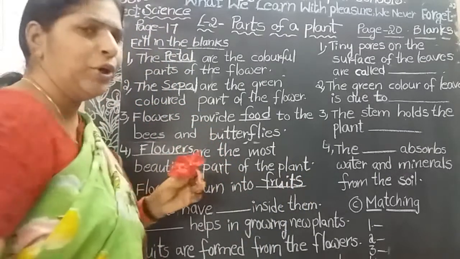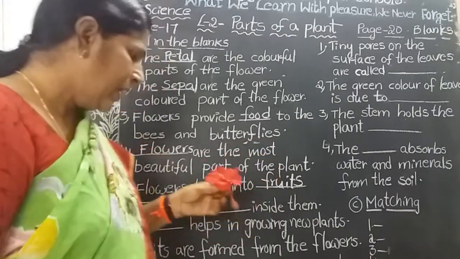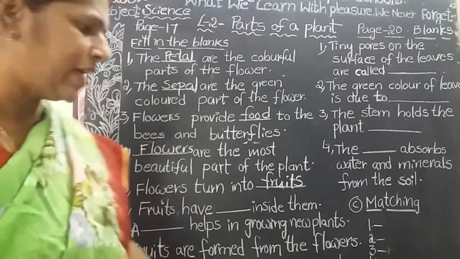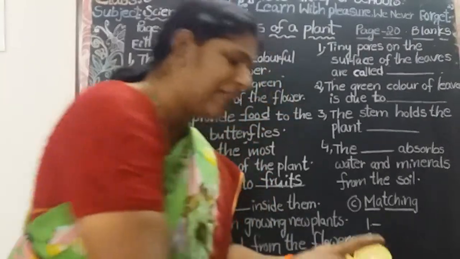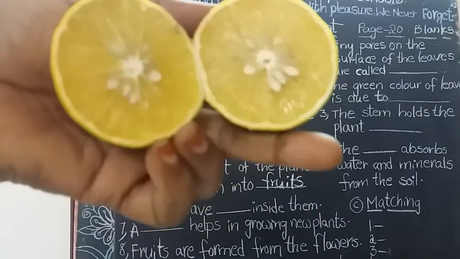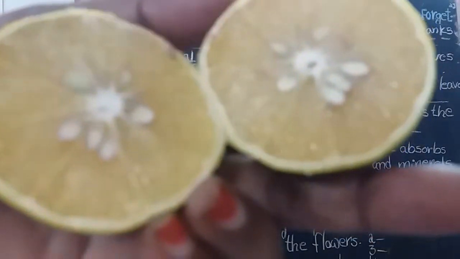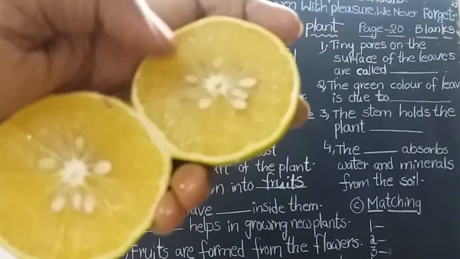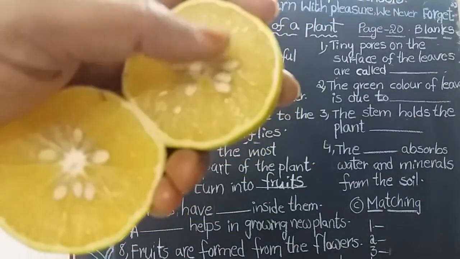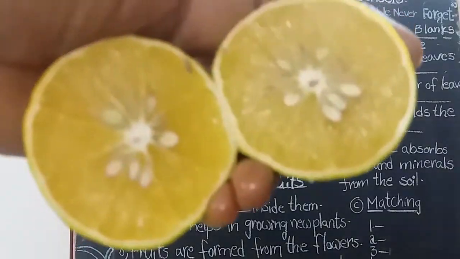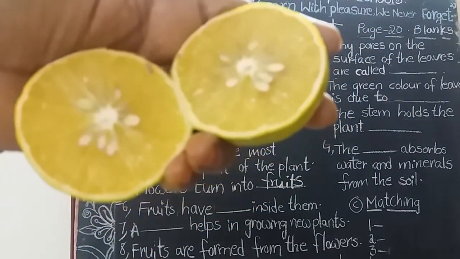Flowers turn into fruits. Okay, now come on, next, read: fruits have dash inside them. What is there inside the fruit, amma? See here, fruits have dash inside them. Okay, what are these? These are the seeds. So inside the fruit, what do we observe? Seeds are present.